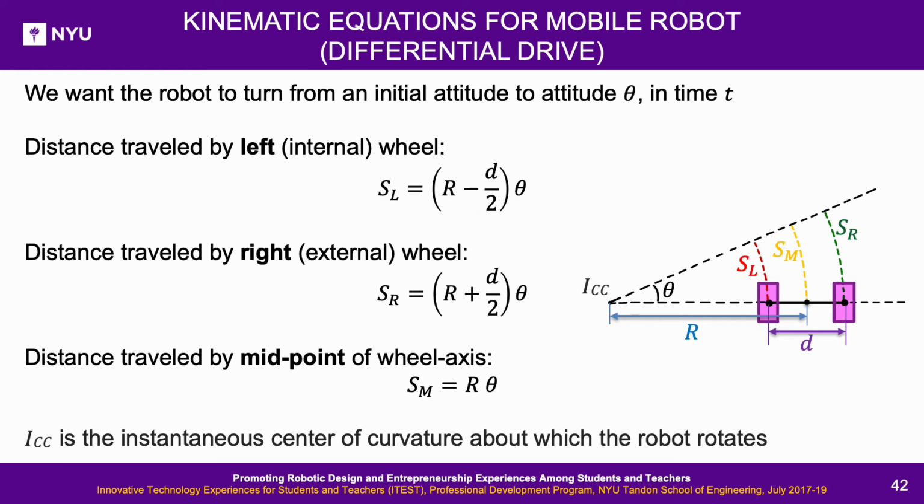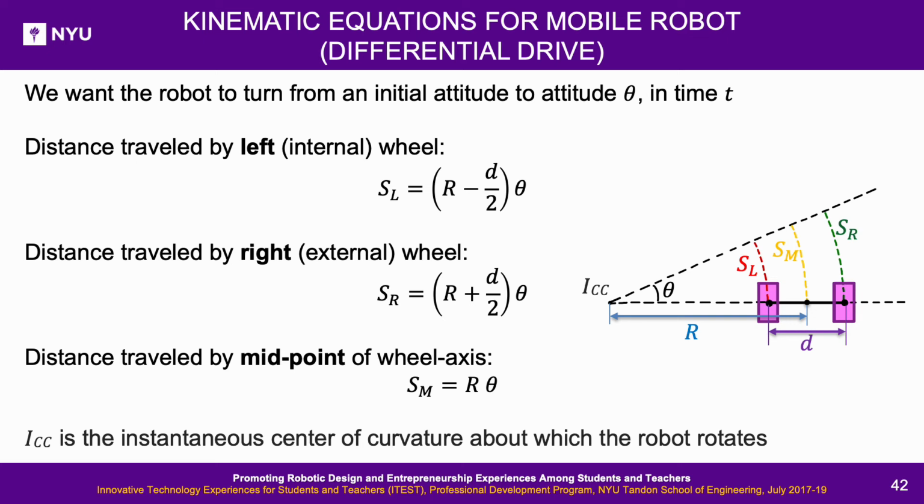Kinematic equations for mobile robot, differential drive. As you can see in the diagram, for a differential drive, the left wheel and the right wheel do not travel the same distance during a turn. Therefore, using the arc length formula from the previous slide, the arc length for the left wheel, right wheel and the midpoint of the wheel axis can be calculated as shown.